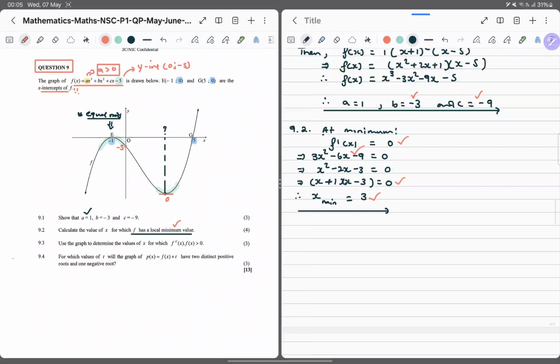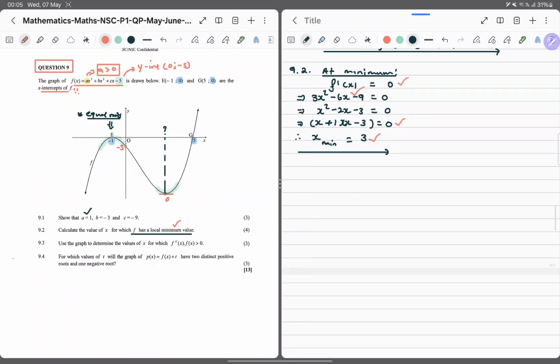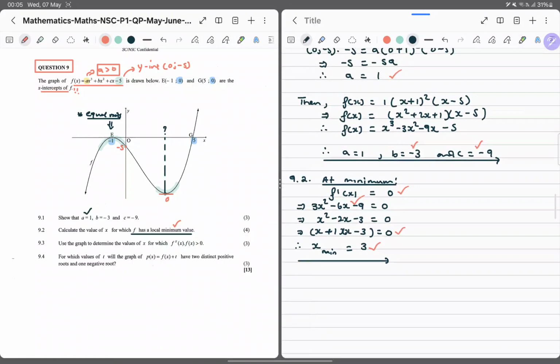Anyway, we move on. We don't want to hold on too much. Okay, let's have a look at the next question. It says use the graph.